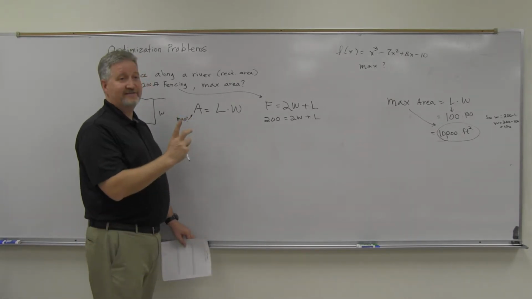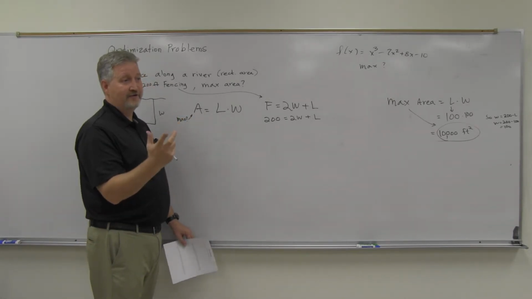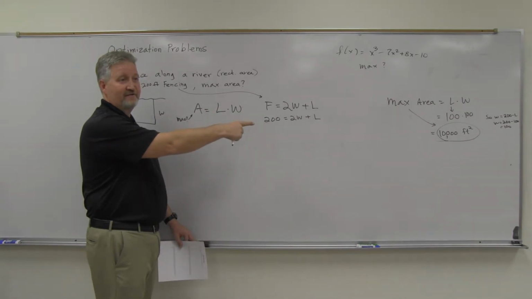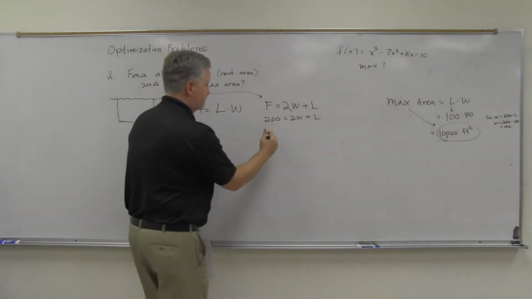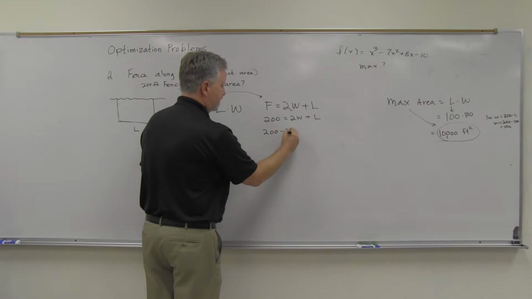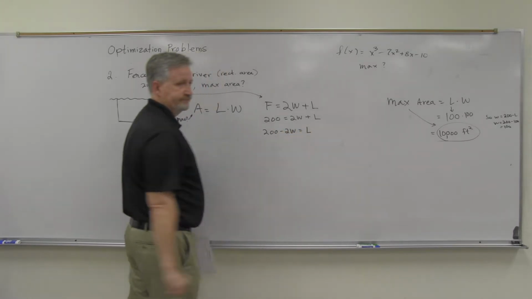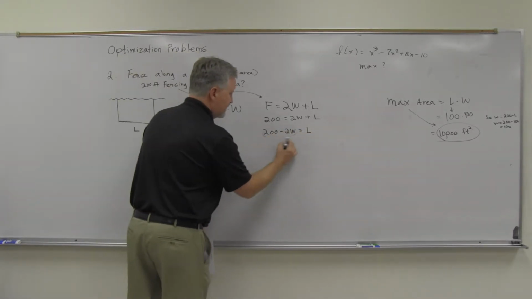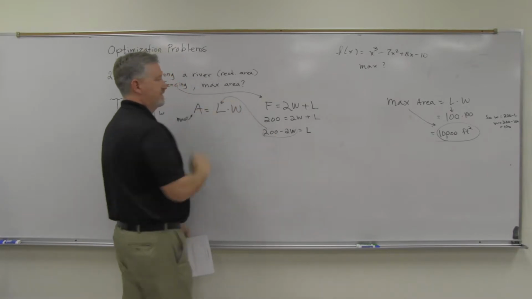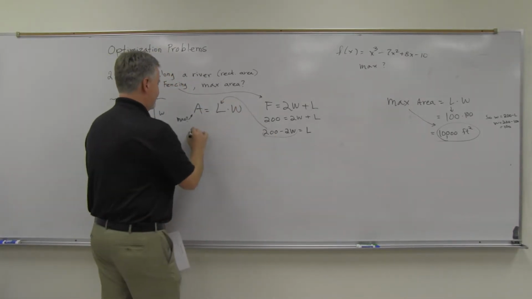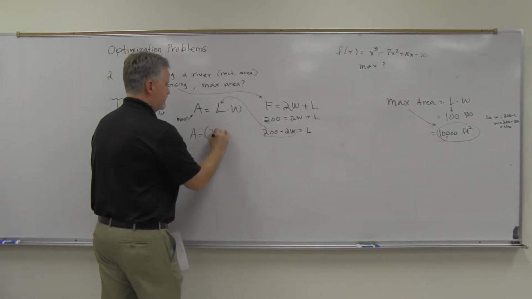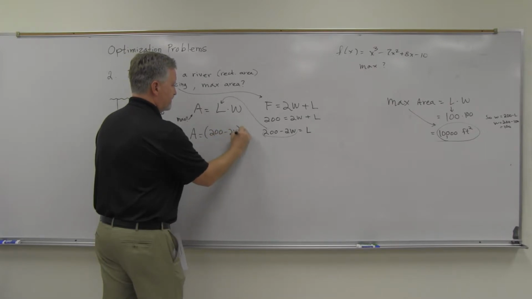Now in this case, you can do it either way you want, but it makes more sense here to solve for L, doesn't it? So let's subtract 2W, and that equals L. Now I can substitute that for my L in the original equation. Gives me A equals (200 minus 2W) times W.